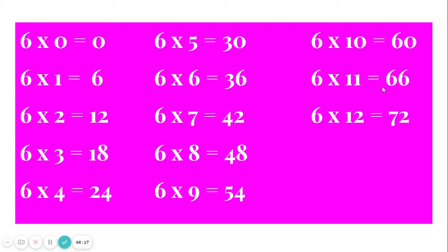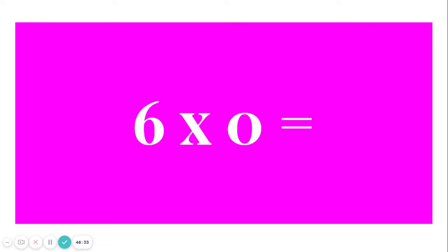6 times 10, think about writing a 6 and a sticker on the end. 6 times 11, write it twice. 6 times 12, break it down into 2 problems. 6 times 10 is 60, plus 6 times 2 is 12. So add them together. 60 plus 12 is, you got it, 72.